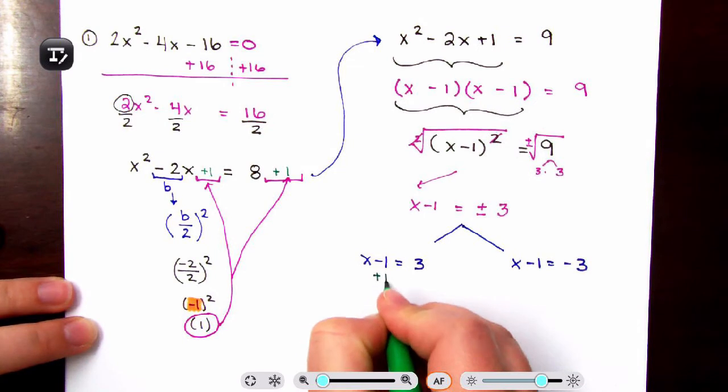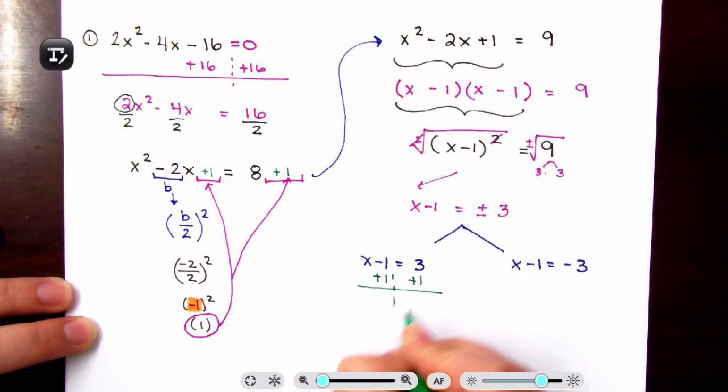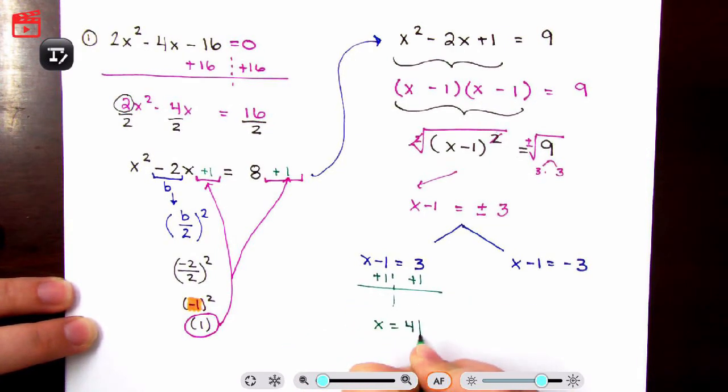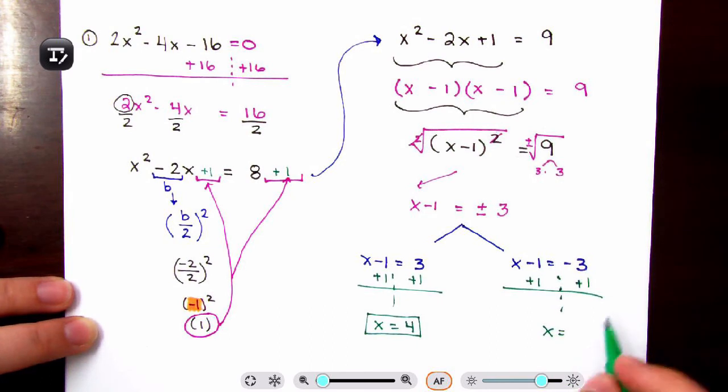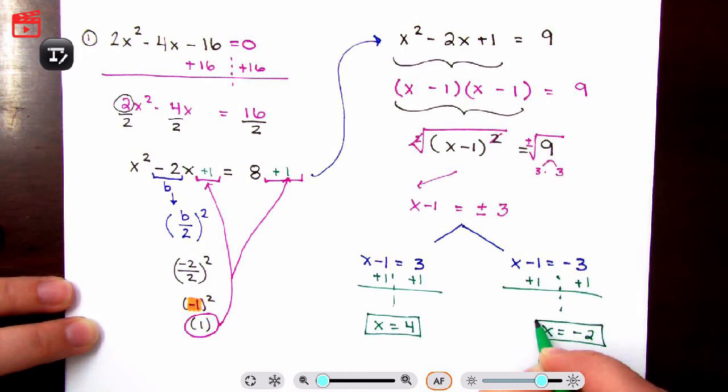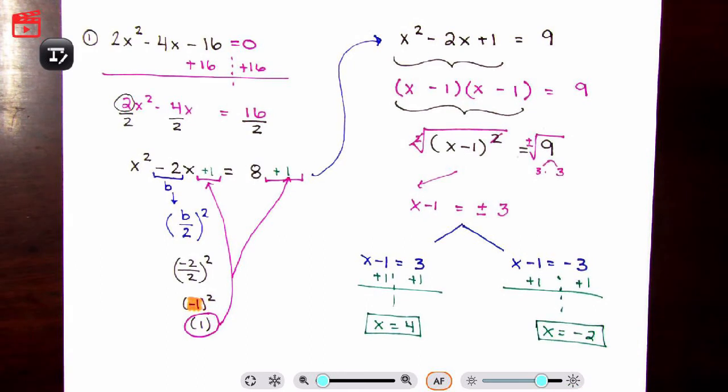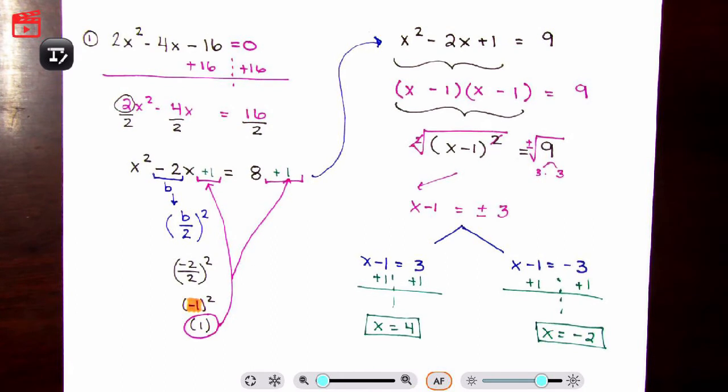Solving for x, I'm going to add 1 to both sides here. That means x is equal to 4. And adding 1 to both sides here, that means x is equal to negative 3 plus 1. That is a negative 2. So what that means is if you take these two values and plug them into your original equation, that will give you an output of 0 when your input is 4 and an output of 0 when your input is negative 2. Let's do one more example.